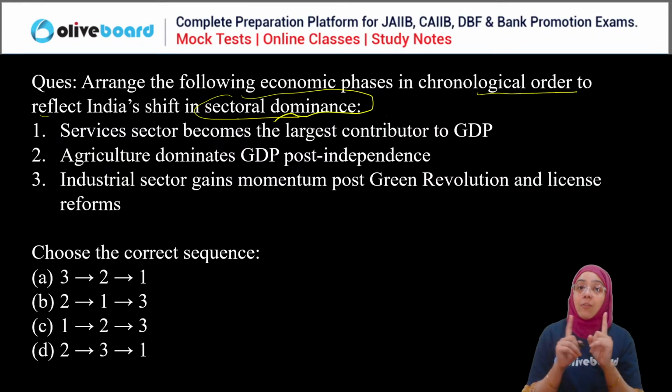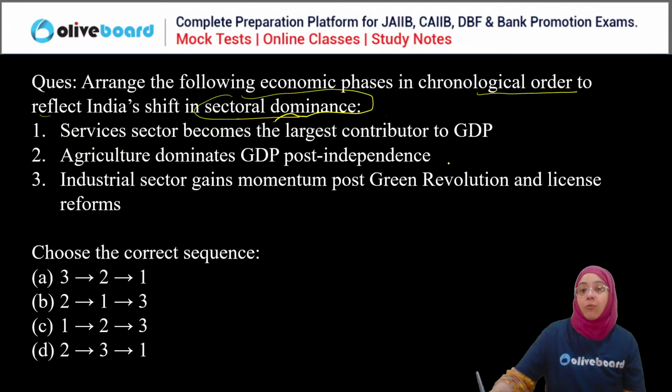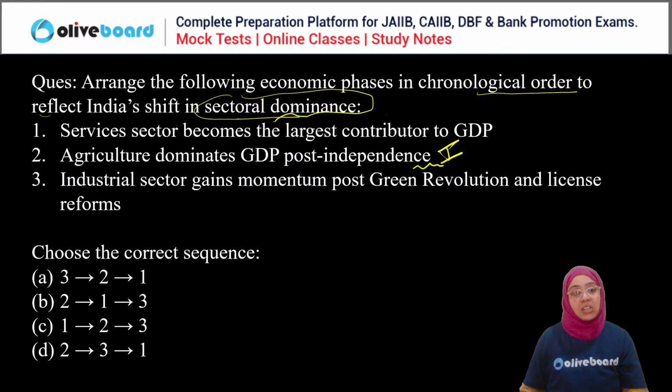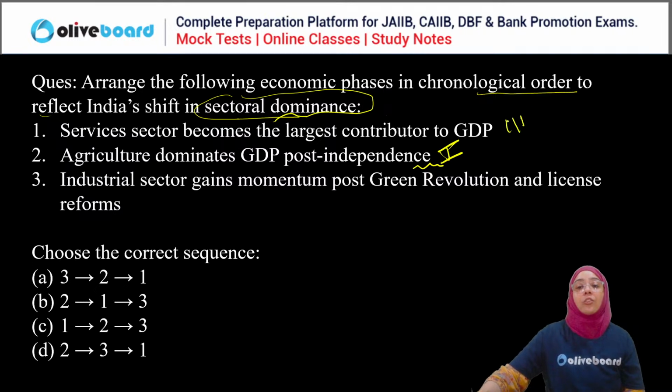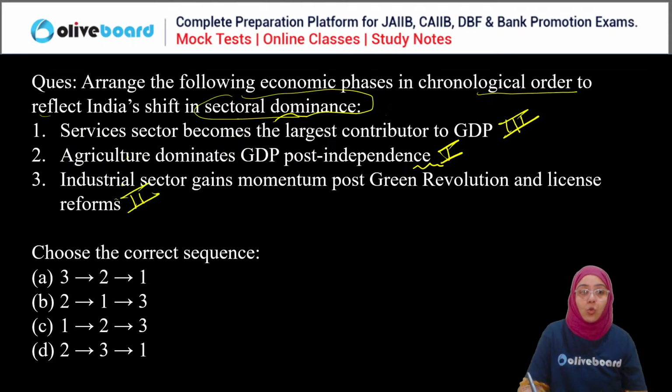So the very first phase was agriculture sector dominating, the most dominant sector to the GDP. Currently we are living in the third phase: service sectors become the largest contributor to the GDP. And industrial sector gaining momentum is the second phase. So 2, 3, 1. The correct answer is D. Every one of you is correct.